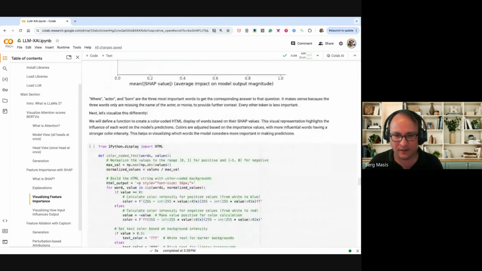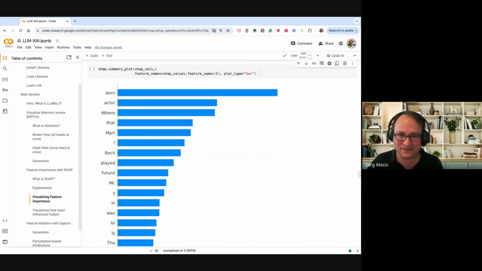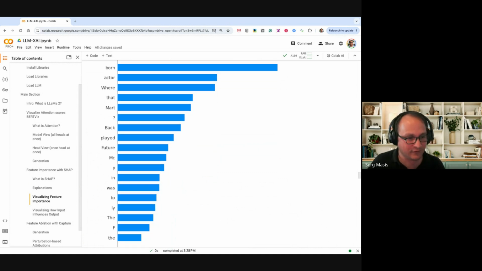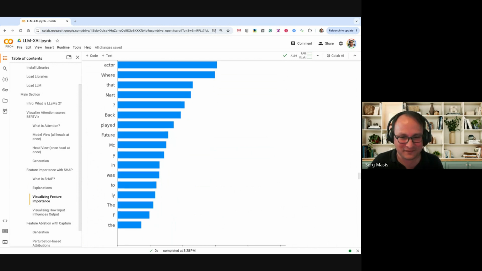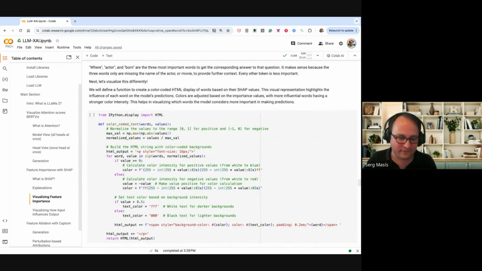So another thing you could do, that's one way of visualizing, but as you can see here, they're not even in order. They're in order of importance, but you could obviously order it in the order they were, but it's still not easy to pick up. So what's a nicer way of presenting those attributions?